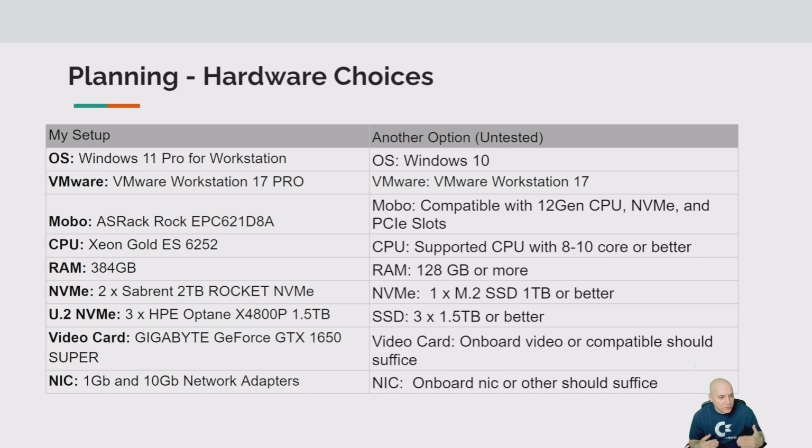But the U.2 drives, right? So in this particular physical setup, I have 3 Optane disks that are 1.5 each. Each one of those disks is responsible for running one ESXi host. The Optane disks are fabulously fast, right? They're crazy performant, and they work great. So I kind of separated things out. I didn't want to have everything on one drive.